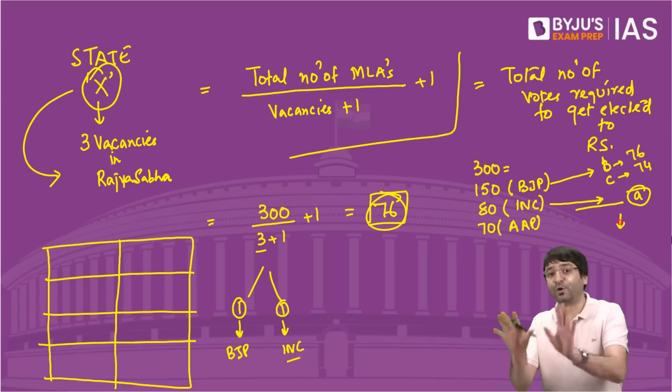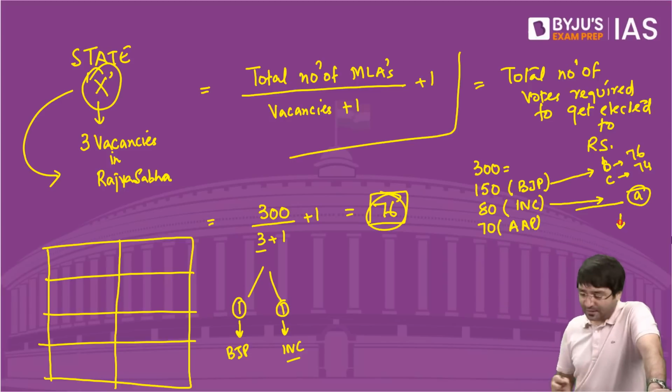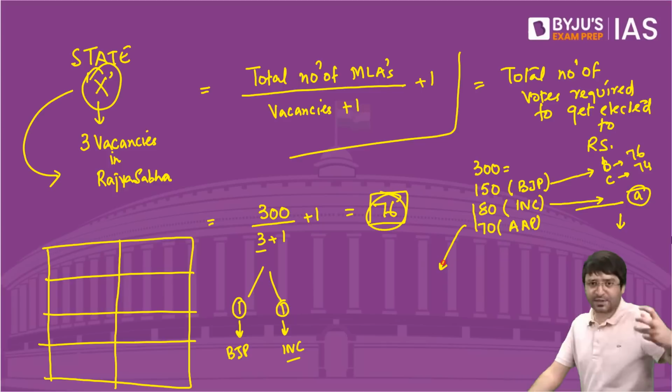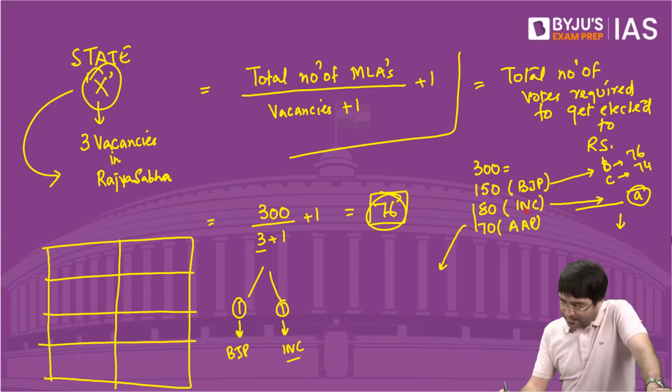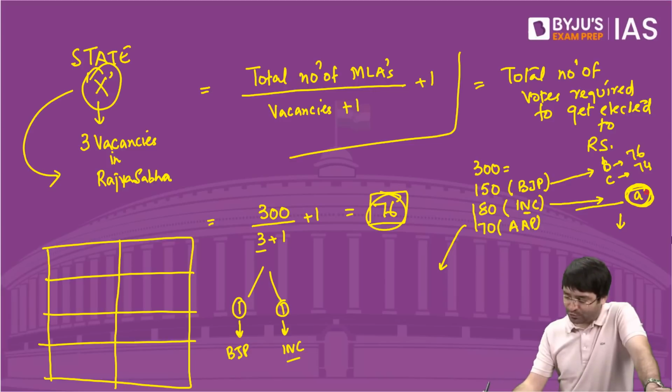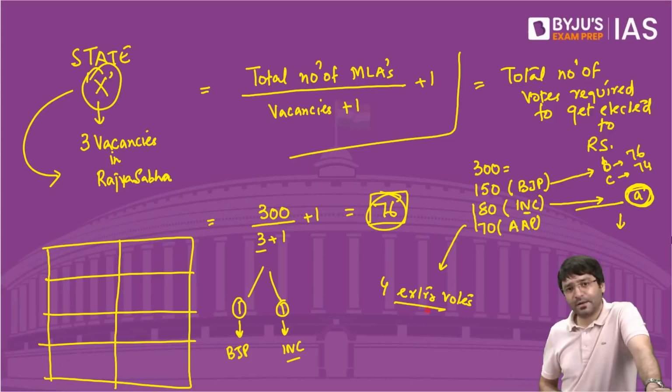And Aam Aadmi Party, now they have to decide whether they want to contest elections or not, or whether they want to support someone else or not. Aam Aadmi Party and Indian National Congress, they will come into picture. They will start an alliance. Indian National Congress will say, we have 4 extra votes. Because 76 of our MLAs voted for A, we have 4 extra votes. Please ask 70 of your MLAs to also vote for our candidate number 2. So that total we can have 74 votes.